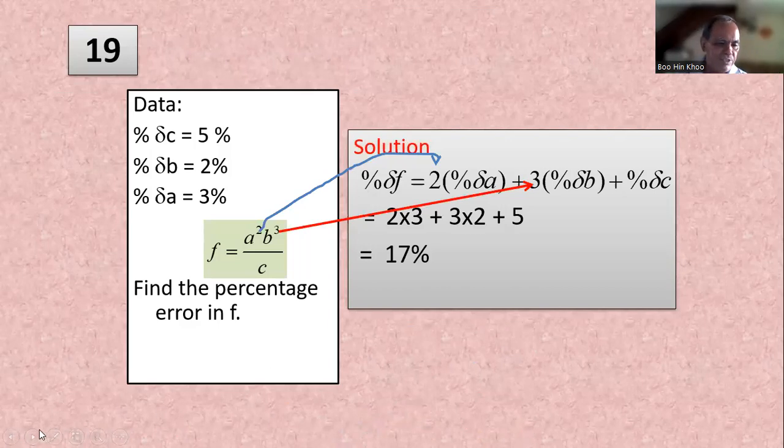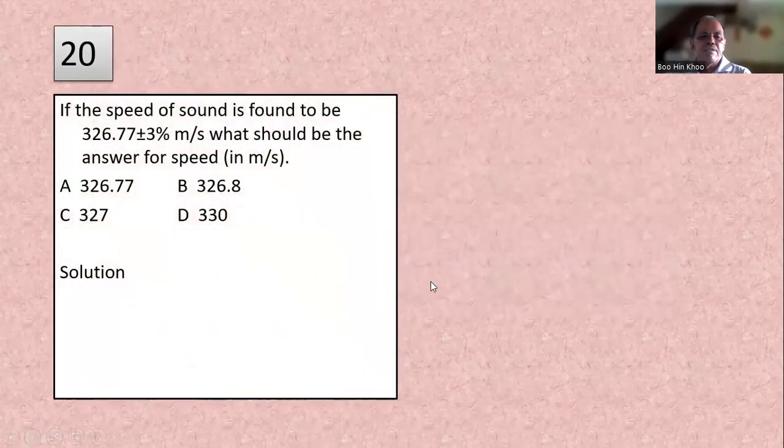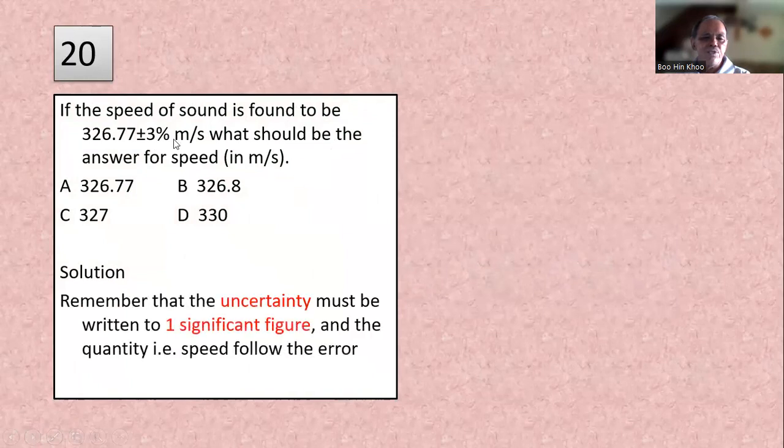All right, let's try another question. If the speed of sound is found to be a given value, plus minus 3%, what should be the answer for the speed? Usually if it's 3%, we don't have to worry about this one anymore. Remember that the uncertainty must be written to one significant figure, and the quantity, the speed, follows the uncertainty or the error.